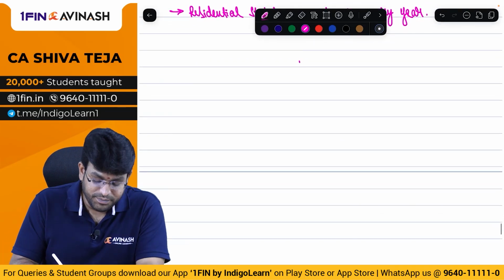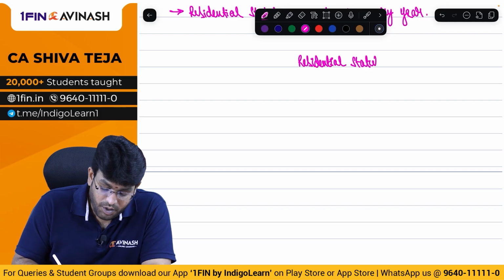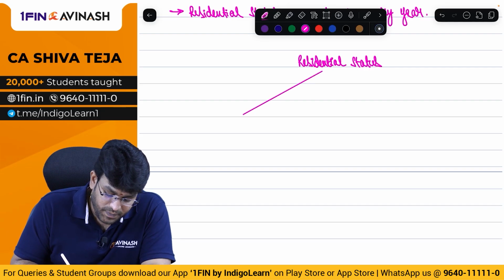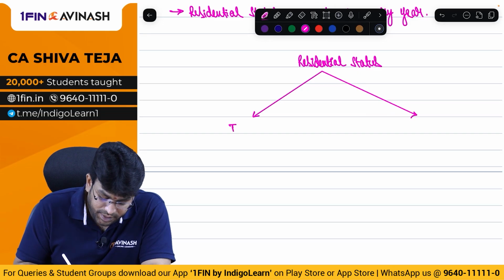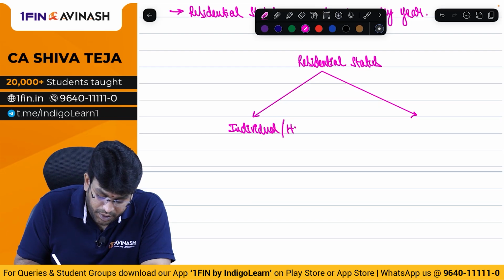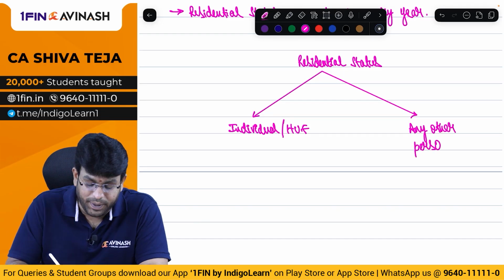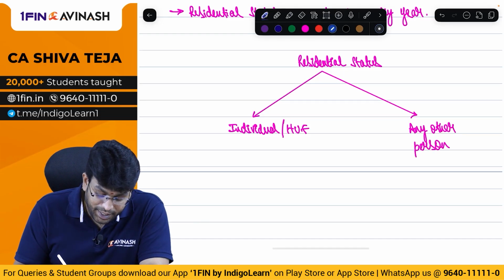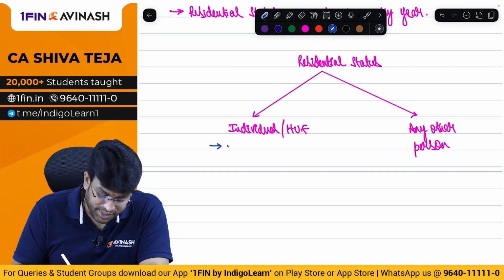Come on, see here now. One interesting point I will tell. Sir, for residential status, I divide the person into two categories. One category is called individual or HUF. The other one is any other person. Now, why did I divide like this? There is a logic behind this. Let me explain that to you. In case of individual or HUF, my dear friends, there are three interesting categories.